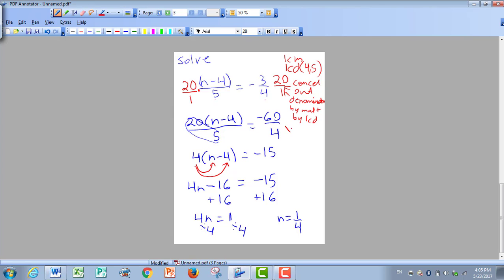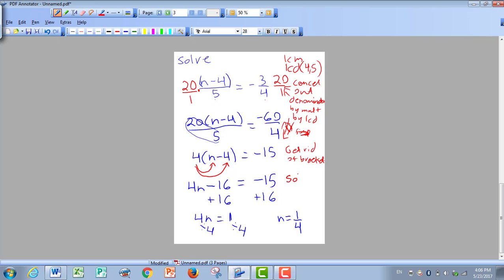And then we simplified it. So that took like 2 steps. We had to multiply them and then we had to simplify it. And that's how we canceled out our denominators. We're left with 4 times (n minus 4). We get rid of brackets.